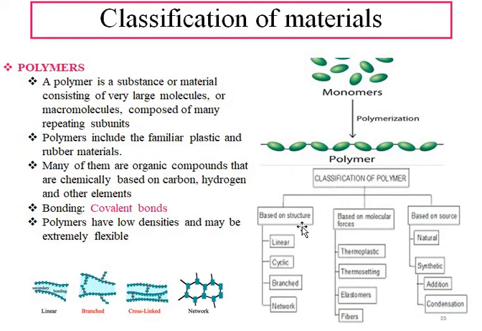Polymers are classified basically into three: based on the structure, based on molecular force, and based on the source. Based on the structure, it is classified into linear, cyclic, branched, or network. Based on the molecular force, it is classified into thermoplastic, thermosetting, elastomers, and fibers. Based on the source, it is divided into natural or synthetic. Synthetic means man-made, and it is classified into addition and condensation. The branch structures are shown here.